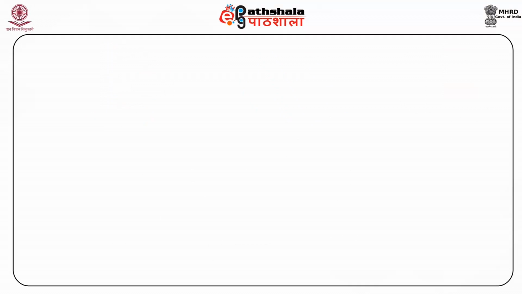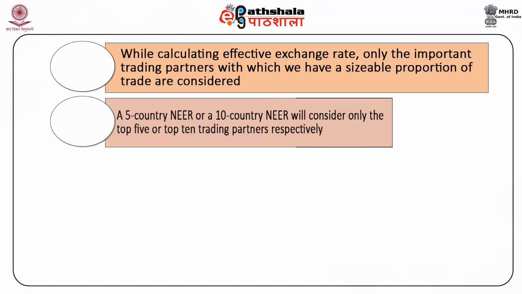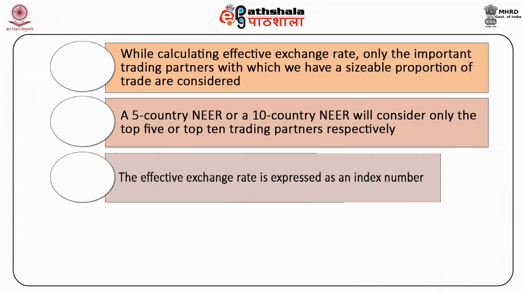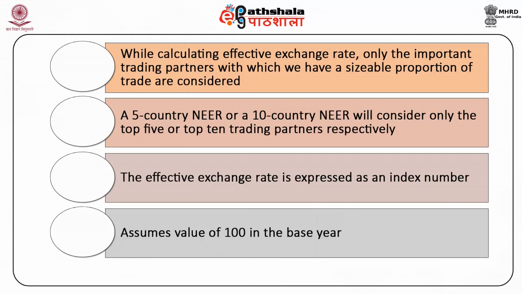It should be noted that while calculating effective exchange rate, only the important trading partners with which we have a sizable proportion of trade are considered. Thus, a 5-country nominal effective exchange rate or a 10-country nominal effective exchange rate will consider only the top 5 or top 10 trading partners respectively. The effective exchange rate is expressed as an index number, so like any other index number, it assumes a value of 100 in the base year.